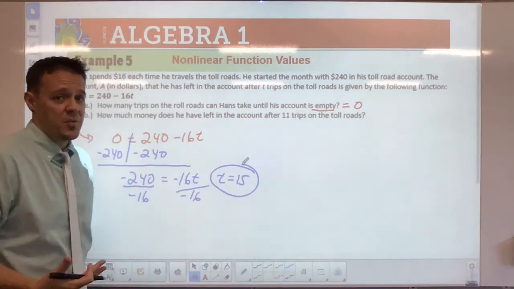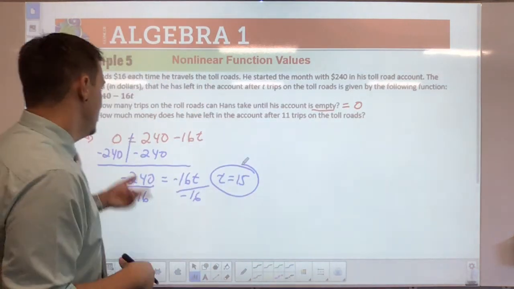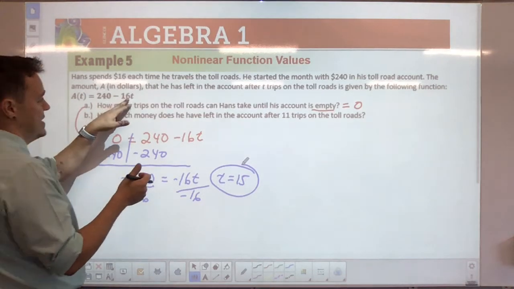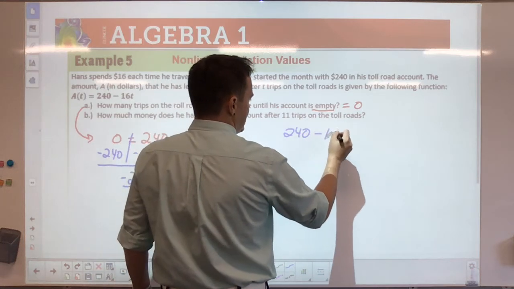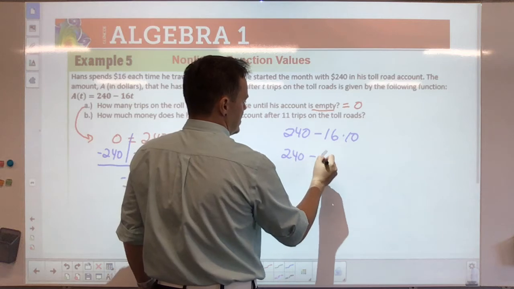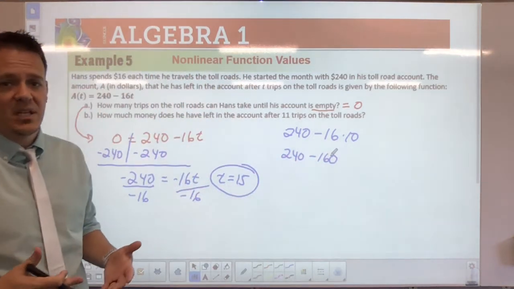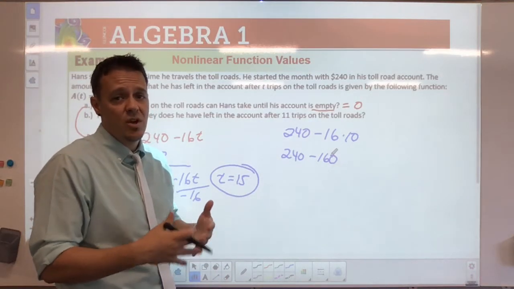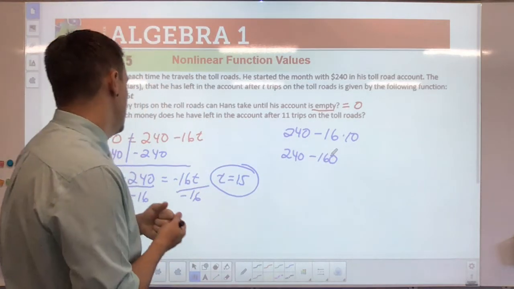Now, that's the math way of doing it. Is there a different way? Sure, you could actually plug numbers in. So you could take this equation and put numbers in for t. So for example, if I said 10, I would say 240 minus 16 times 10, which would be 240 minus 160. Am I going to hit 0? No, I still have some money left. So what you guys need to understand is sometimes with troubleshooting, you can continue to go down that process, but when you do it, if you don't get 0, then you got to keep going.